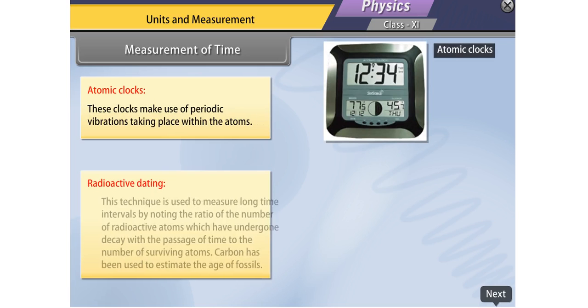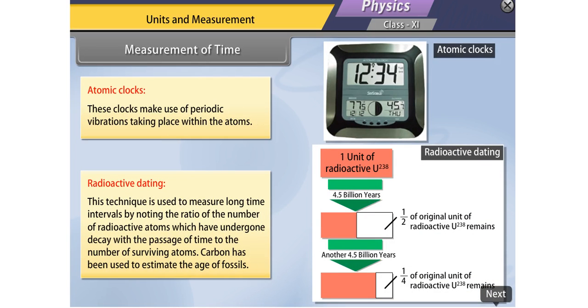Radioactive dating: this technique is used to measure long time intervals by noting the ratio of the number of radioactive atoms which have undergone decay with the passage of time to the number of surviving atoms. Carbon has been used to estimate the age of fossils.